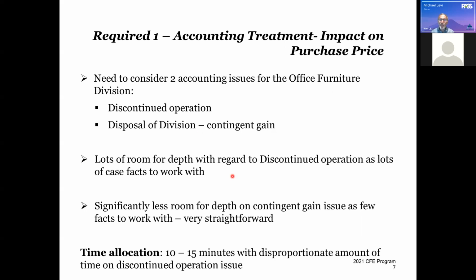There was a lot of room for depth with regard to the discontinued operation. You knew that you needed to spend a lot of time on that because you have a lot of case facts to work with. We said this morning that if you've got two accounting issues, you don't always spend the same amount of time on both. For the contingent gain, there's not a huge amount to talk about. There aren't a huge number of facts to work with. So I would have spent minimal time. But when it comes to the discontinued operation, where I have a lot of facts to work with, I would have spent a great deal more time. So I would have spent about 10 to 15 minutes dealing with the accounting relating to the discontinuance and disposal of the operation, with a disproportionate amount of my time being spent on the discontinued operation.